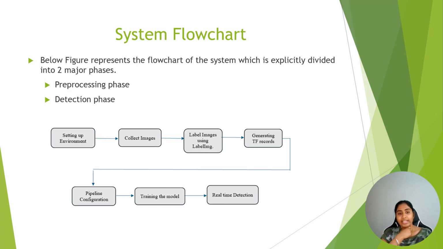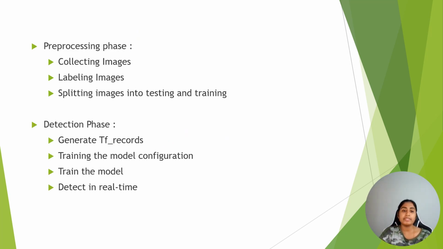Once I save the file, they are saved as XML files. When you open the XML files, they consist of details such as class type, bounding box configuration, and number of pixels. It gives all those details. These are the steps involved in the pre-processing phase and the detection phase.